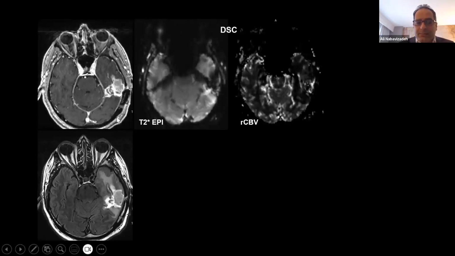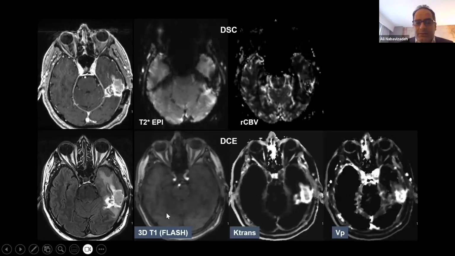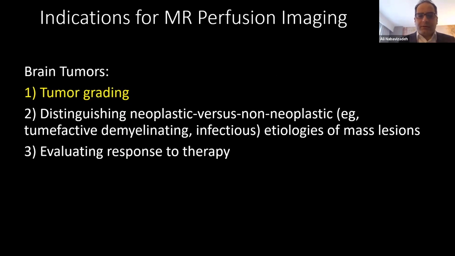Again, the patient that I showed you before, the DSC imaging shows a lot of artifact. Here, we used DCE imaging successfully. There is no artifact, and we could see how much VP is elevated, and this is consistent with tumor progression. So in this case, DSC was not helpful, non-diagnostic, but DCE helped us to basically tell the clinicians that this is a tumor progression.